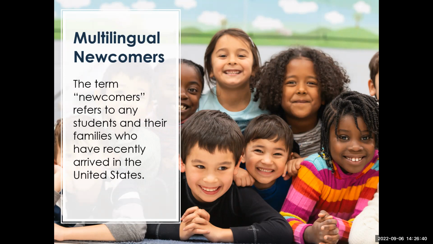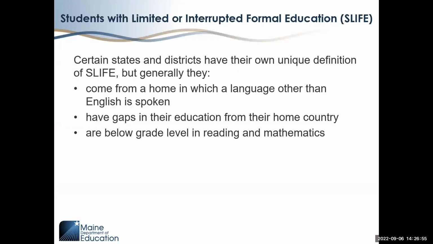Many newcomers arrive in the US with strong literacy and academic backgrounds in their primary or home languages. Other newcomers may be students with limited or interrupted formal education. SLIFE is the acronym used when referring to students who have been identified as those with limited or interrupted formal education.